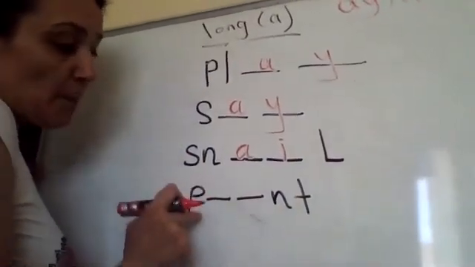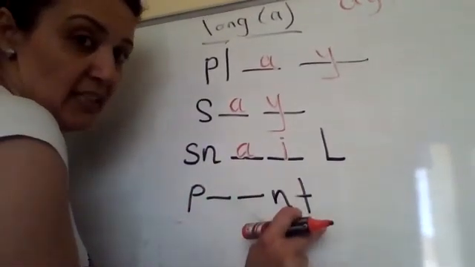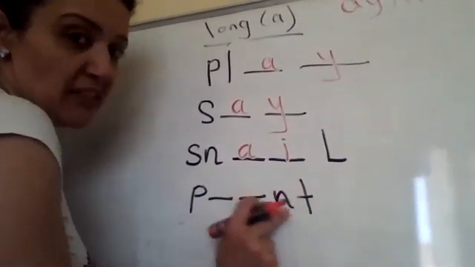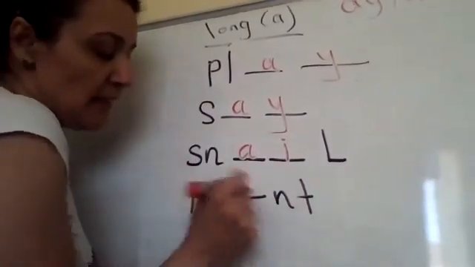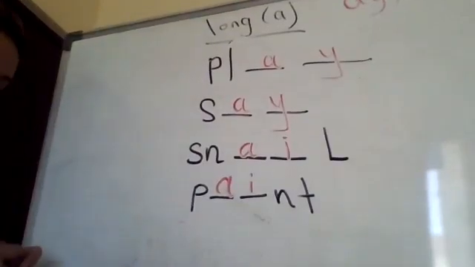The last one, paint. Also P, space, then we have NT. When you have two letters at the end of the word, and the spaces are in the middle, you put AI.